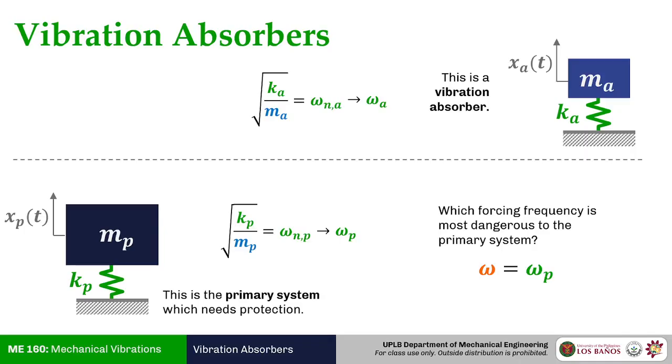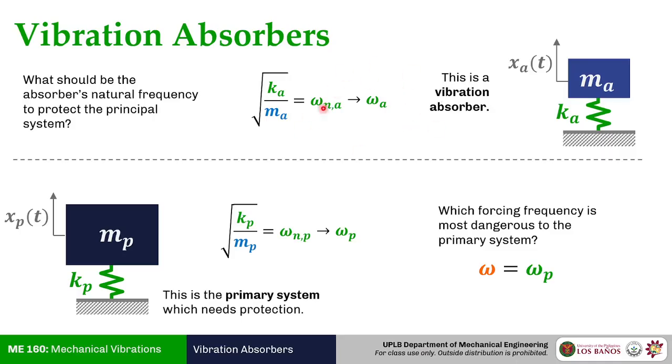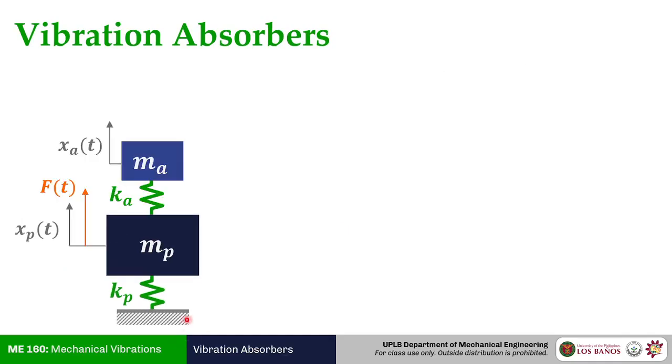Now, the big question with absorbers is, I have a mass, I have a stiffness, and the natural frequency connects M and K. So the question of what mass and what stiffness I use can be simplified into asking what frequency should my absorber have to protect my primary system? Now, to get there, we have to model this as a 2 degree of freedom system.